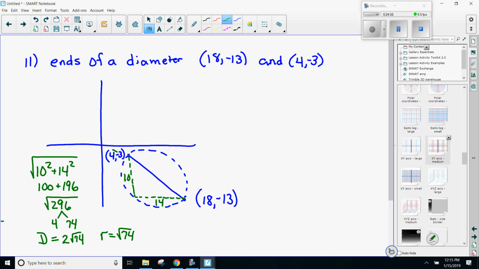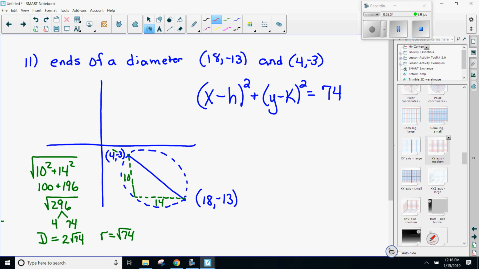If I want to come up with my equation for my circle, so far I have this. Why do I want to put the y first all the time? We want to go x minus h squared plus y minus k squared equals what? The radius squared. What's the square root of 74 squared? 74. What do I need to find? The center of the circle.